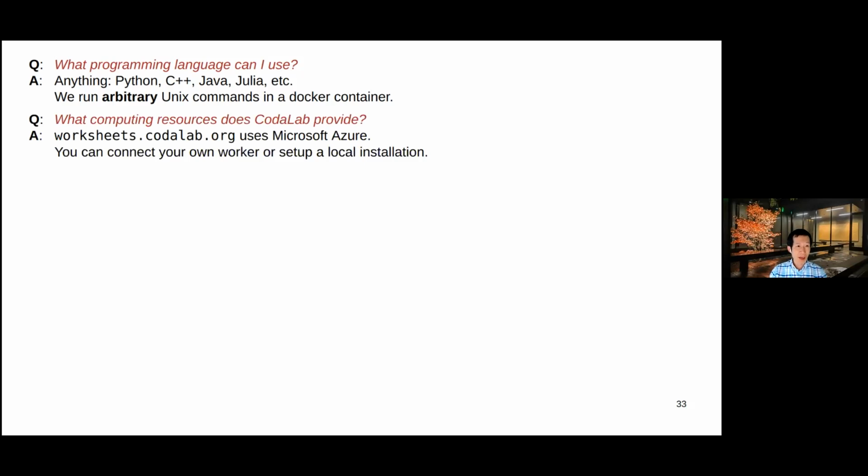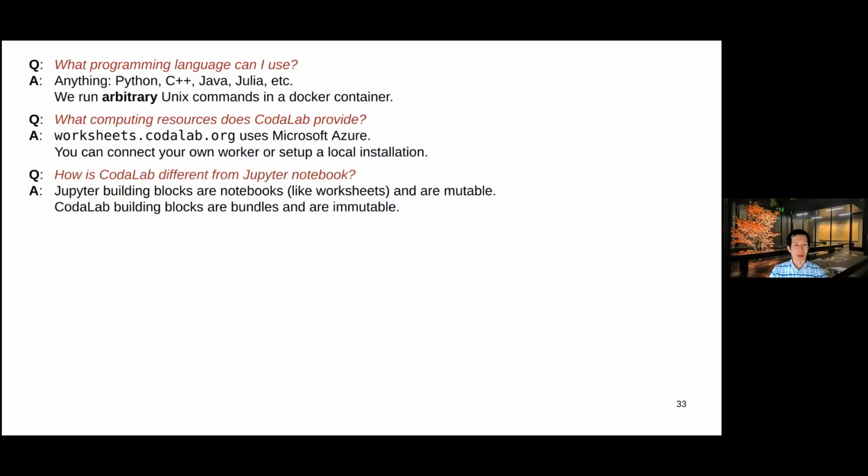What about compute? So if you go to worksheets.codalab.org, we're hosting a public instance of the CodaLab platform, which is powered by Microsoft Azure. It offers some free compute. Obviously, you can't run a lot on it, but it allows you to try out things. You can also connect your own worker to the public instance, or you can set up your own installation. So, for example, in the NLP group at Stanford, we have our own CodaLab installation, which is separate from worksheets.codalab.org.